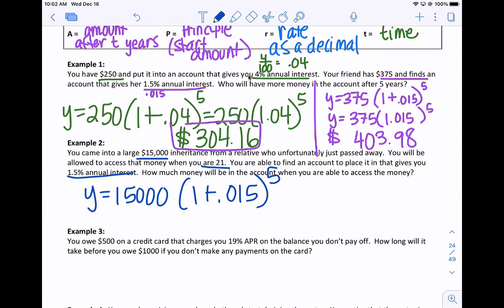All right, so depending on how old you are, the exponent will change. It's just how many years away you are from 21. So if you're 16, let's see how much money will be in your account when you can access that money.